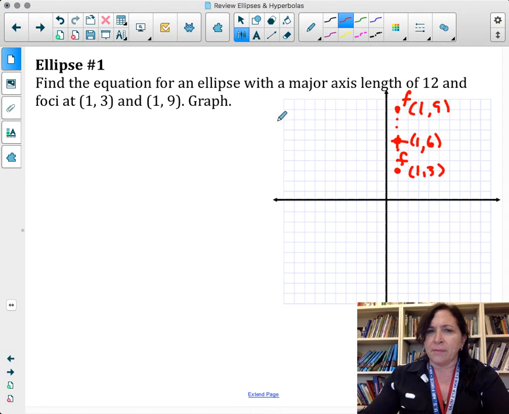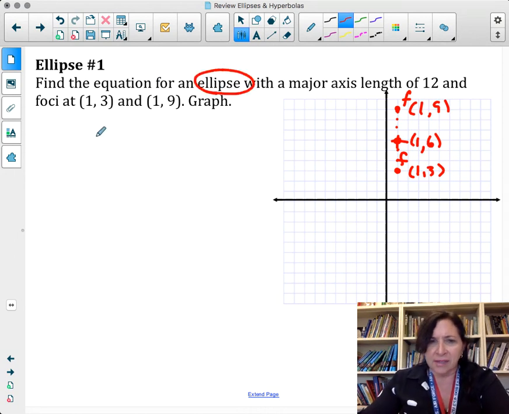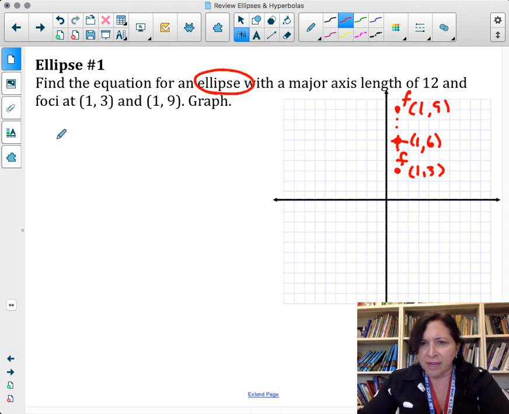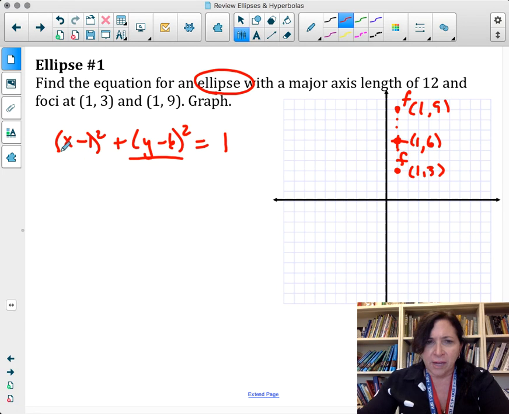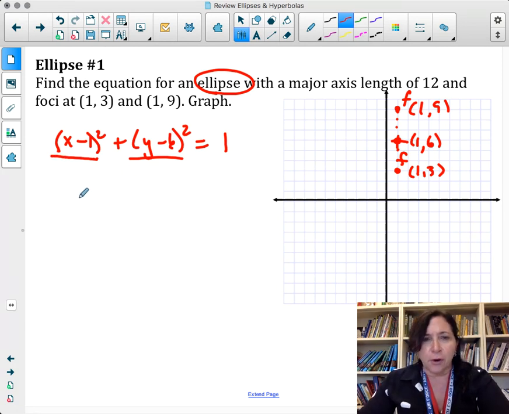So what that means is, if this is an ellipse, I know a couple of things. I know my center is at (1, 6). So we would start off by going (x minus 1) quantity squared plus (y minus 6) quantity squared, and this is equal to 1. And don't forget, to put it in standard form, you have values underneath both x and y.